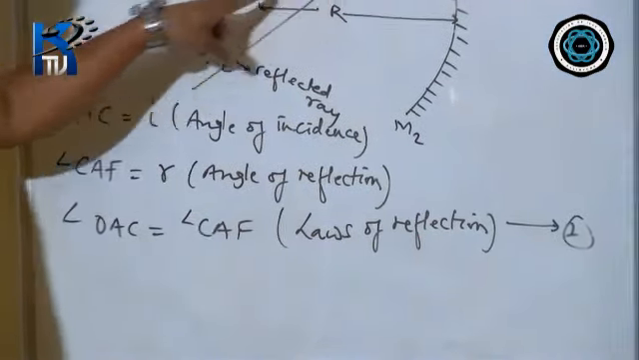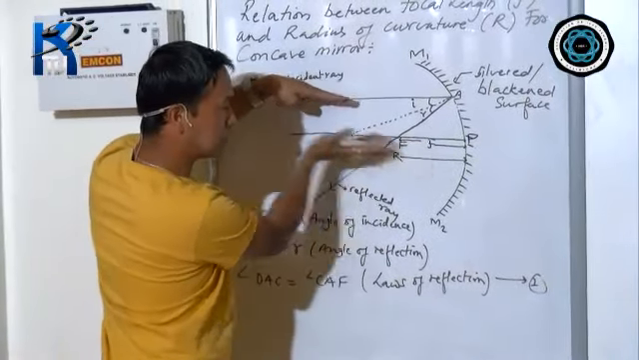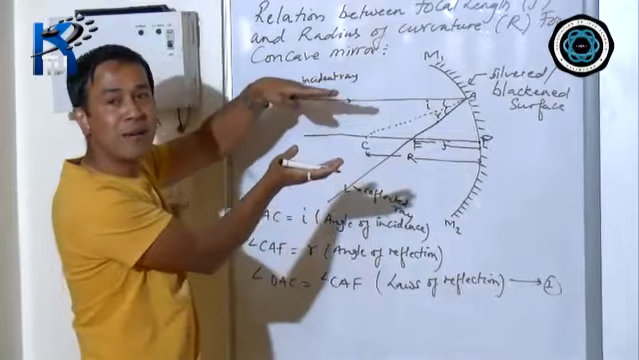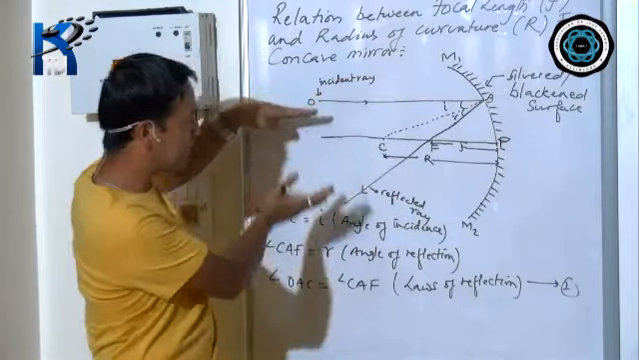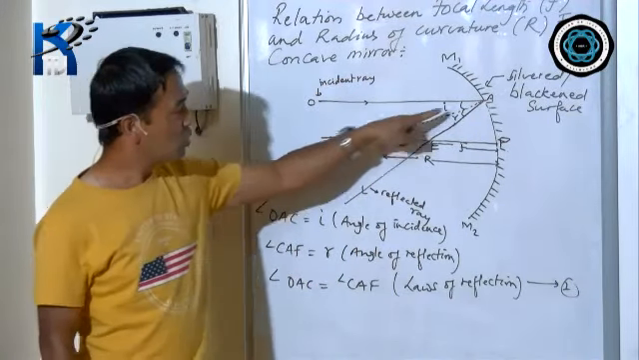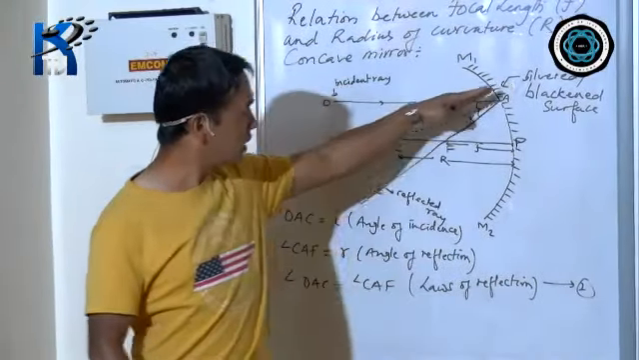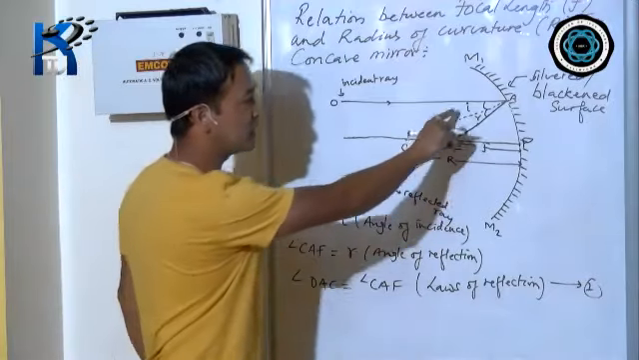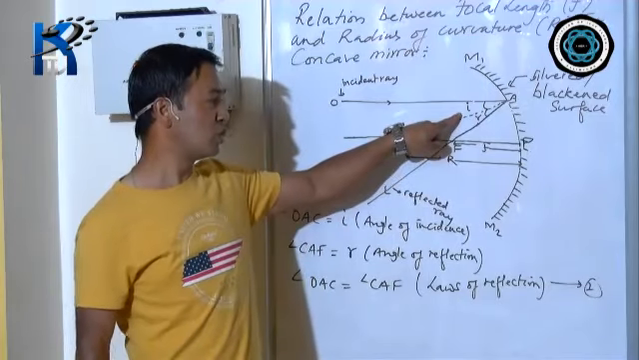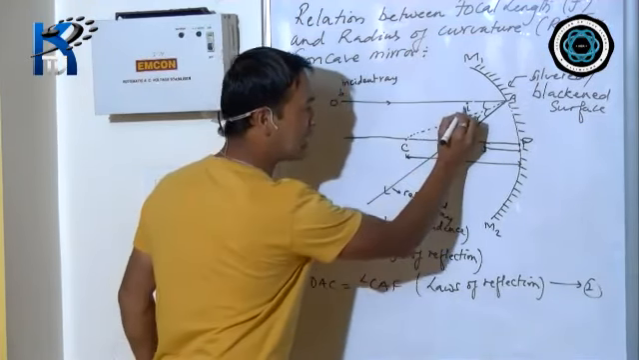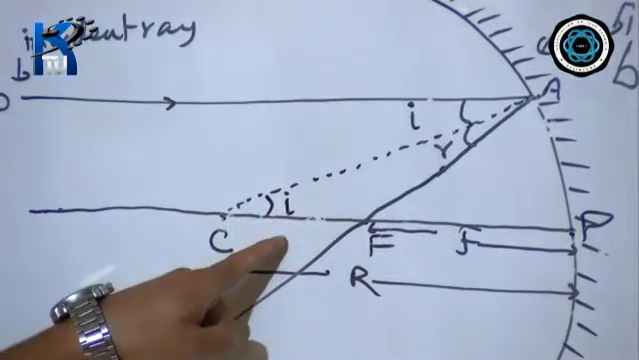But if you look at the diagram, this is the paraxial ray and incident ray, no doubt. This is the principal axis. But these two rays are parallel to each other. If two lines are parallel and one line, the normal, acts as a transversal, as we have learned in geometry, then the alternate angles are always equal. One of the angles is already known as I, so this angle also becomes I. These two angles are alternate angles which are equal.